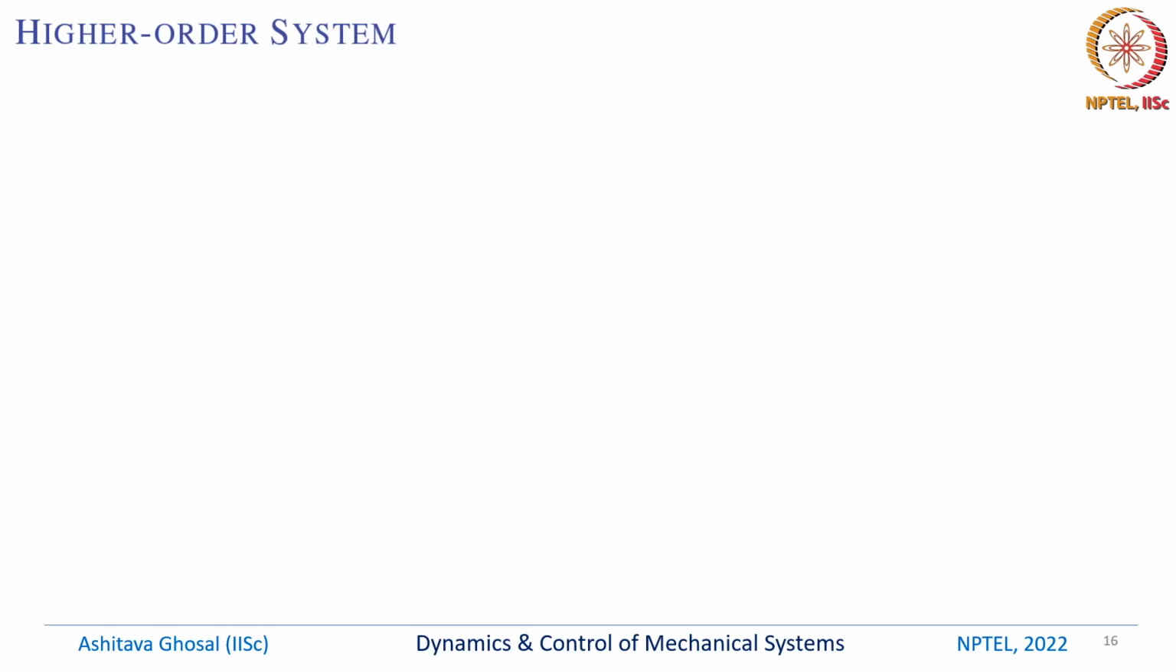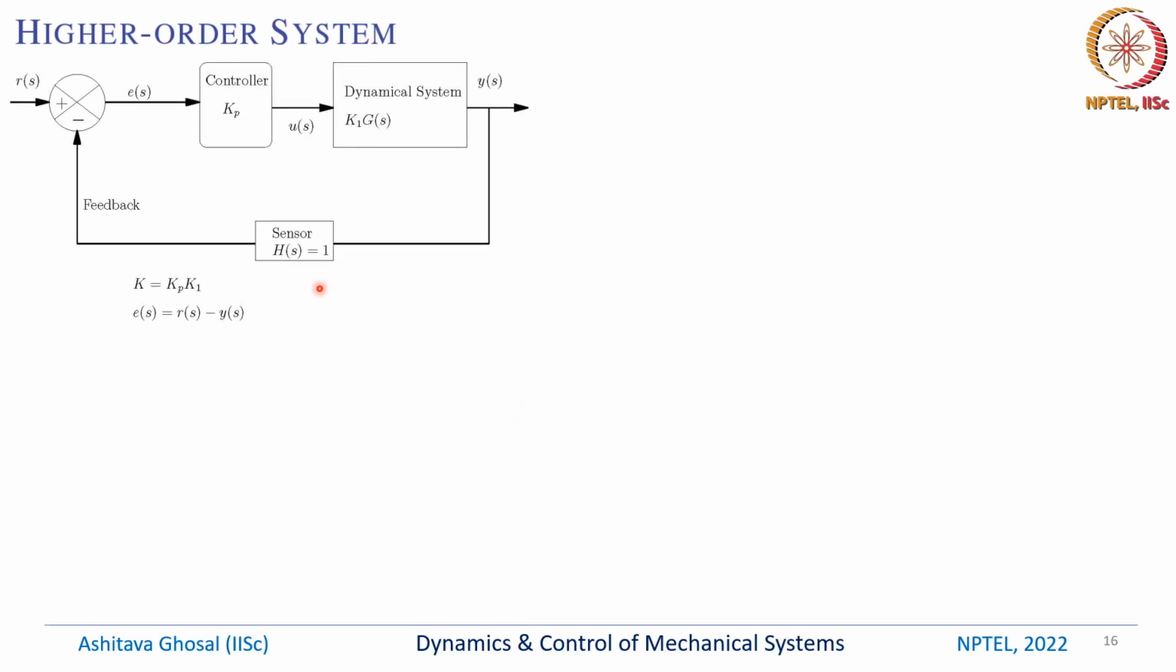So let us continue with the higher order system. Now we have a dynamical system which is given by k1 into g of s. G of s, remember, has a numerator polynomial with the zeros z1 through zm, and the denominator polynomial with poles s plus p1 into s plus p2 all the way till s plus pn. And the number of poles n is greater than or equal to the number of zeros m.